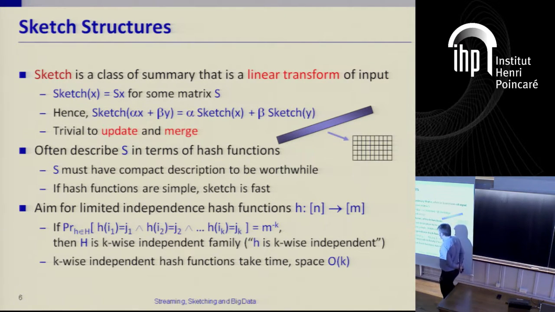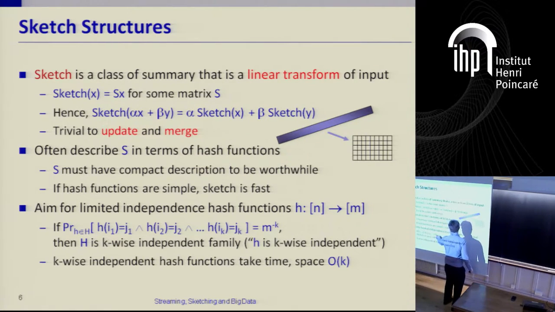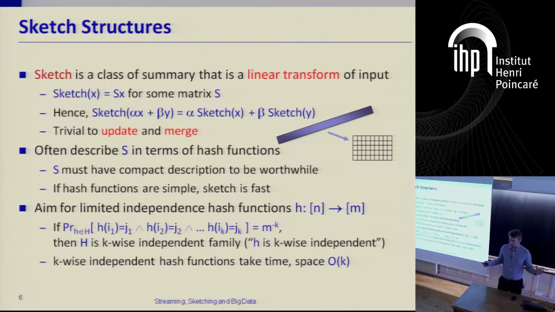So what I usually talk about is drawing functions from a k-wise independent family. H is my family of functions, and I'm going to pick one function from this family at random. If it meets the k-wise independence condition, then the probability over the random choice of hash function that I see any particular combination of values, so any particular item hashes to one value and another item hashes to another value, up to k values, should look uniform.